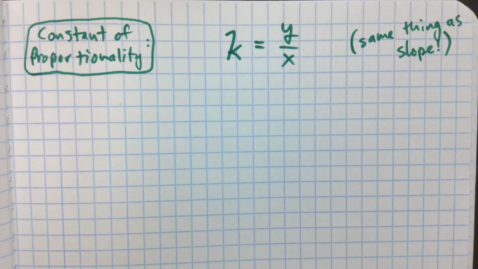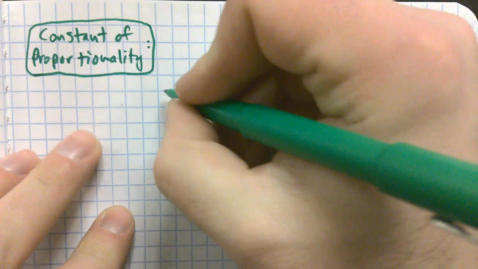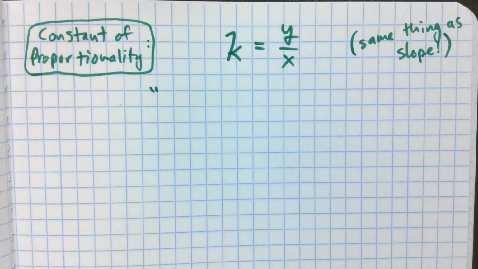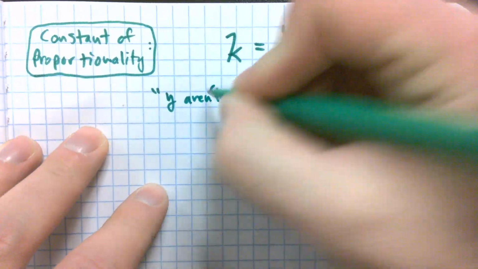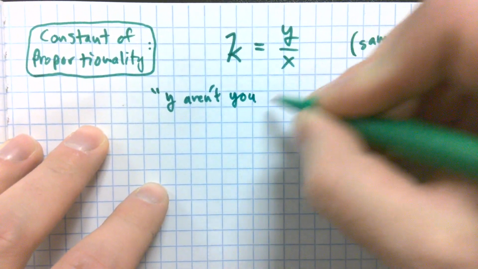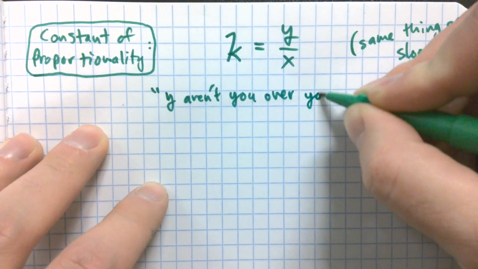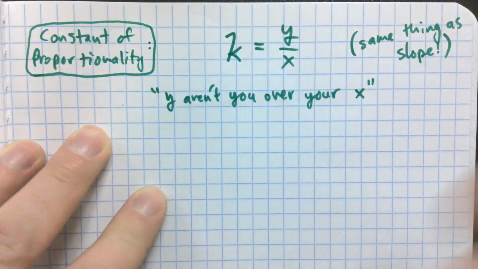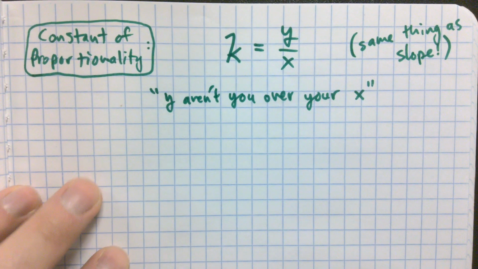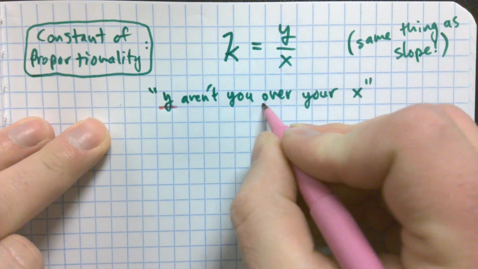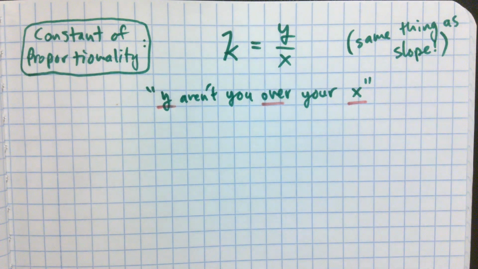And the phrase that we learned here with this, anyone remember? It's not Yo Mama's ex-boyfriend, it was something else. Here we go, exactly. Why aren't you over your ex? Because to find k, we put y over x. Y over x.